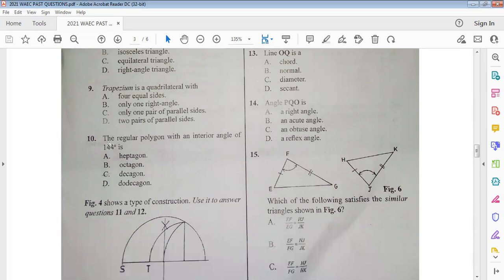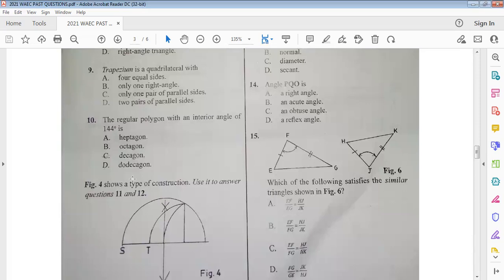Then question 10 says that the regular polygon with an interior angle of 144 degrees is a decagon. So the sum of interior angles of the decagon is 1440, and if you divide 1440 by 10, that will give you 144 degrees. It means each angle in a regular decagon is 144 degrees.